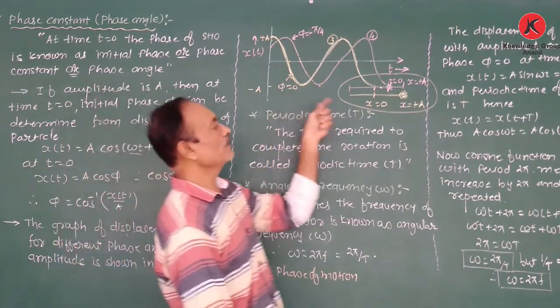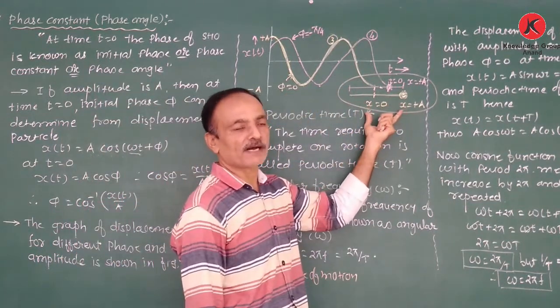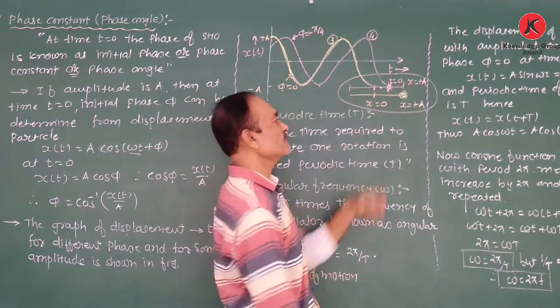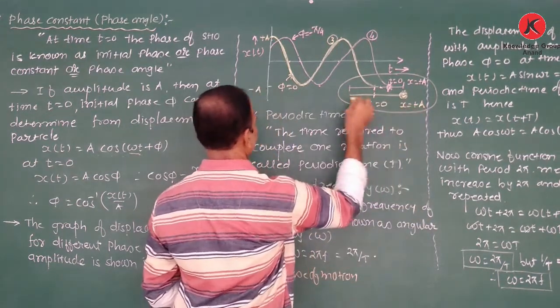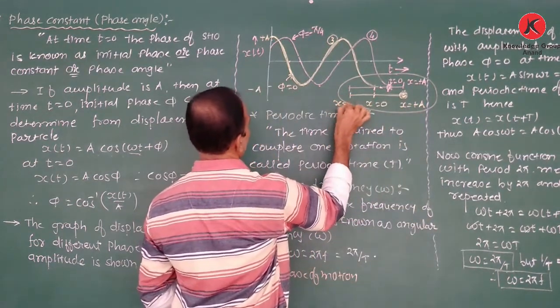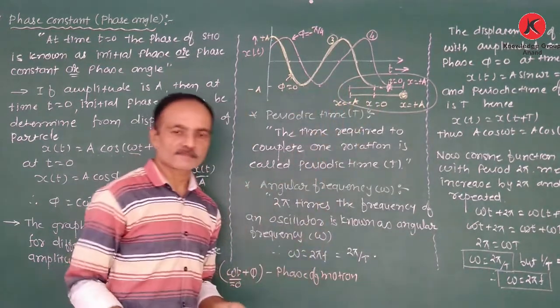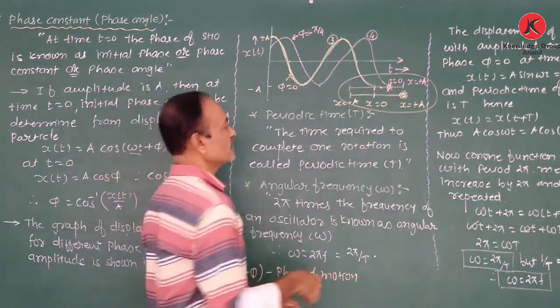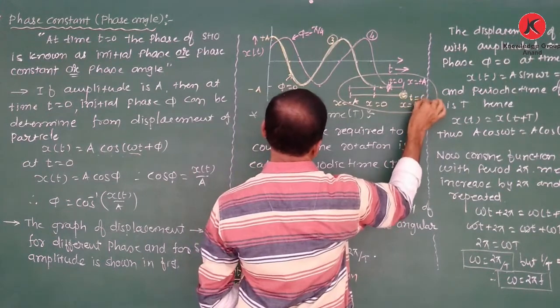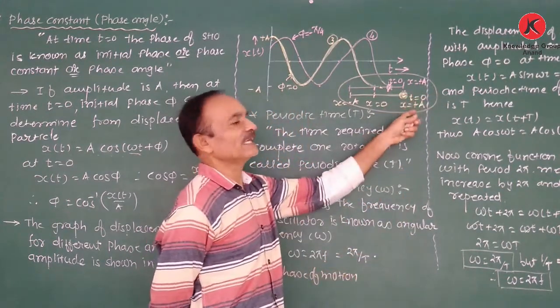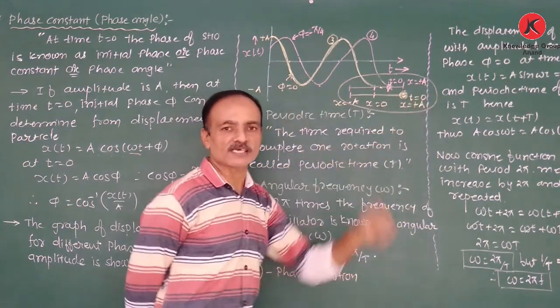Now, how does it perform simple harmonic motion on a linear path? So here, there is the mean position, there is the x equal to plus A position, and there is the x equal to minus A position. This graph represents that at time t equal to 0, the particle is at the extreme point x equal to plus A.